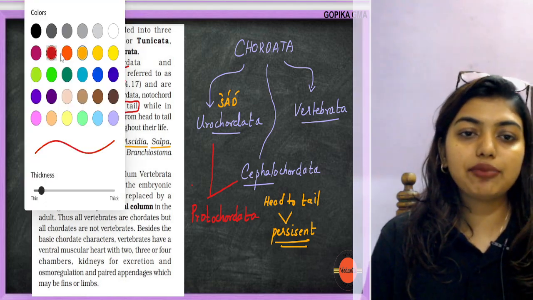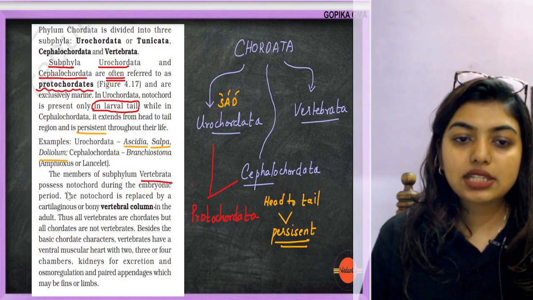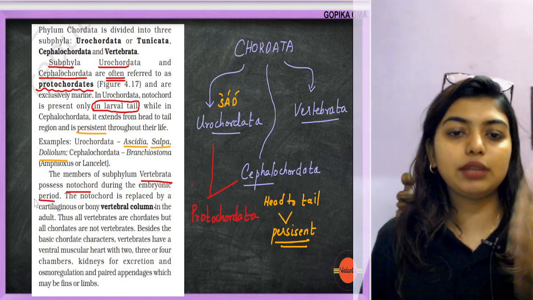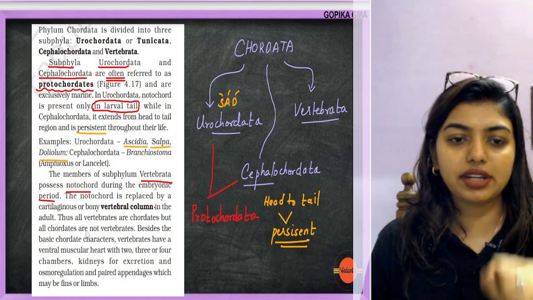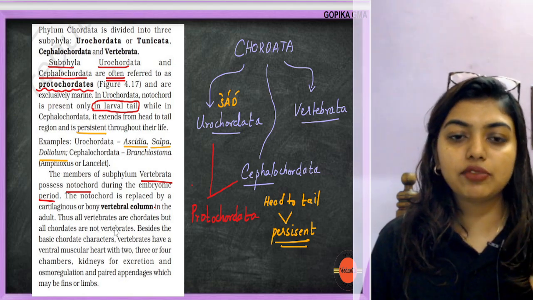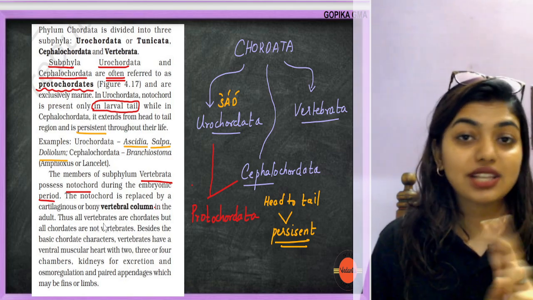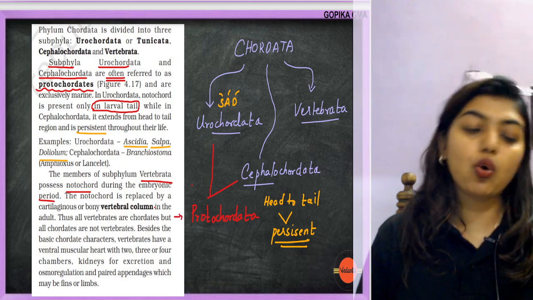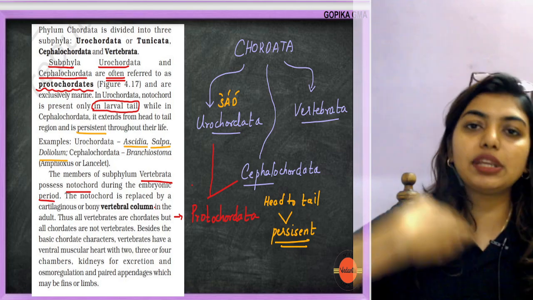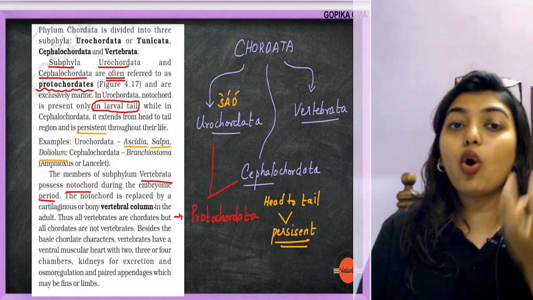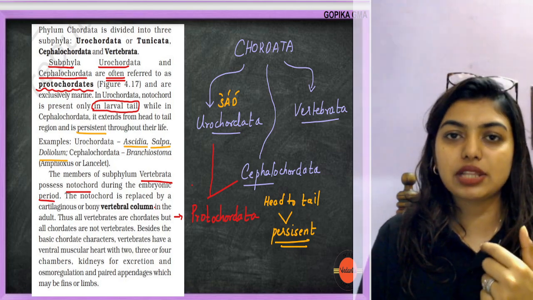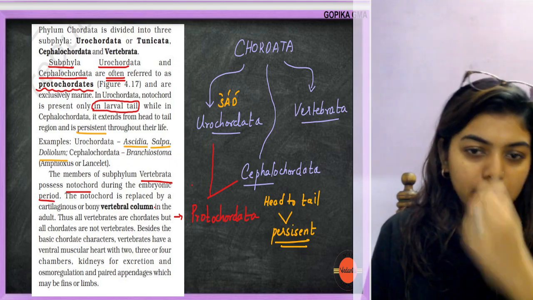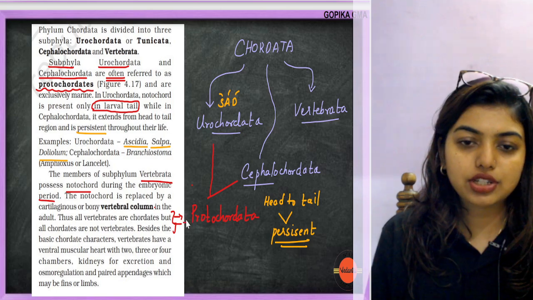Next, the subphylum Vertebrata possesses a notochord during the embryonic period, and then this notochord is replaced by a vertebral column. That is why it is called Vertebrata. Thus all vertebrates are chordates, but all chordates are not vertebrates. Agree or not? All vertebrates are chordates, but not all chordates can be vertebrates, because not in all organisms does the notochord develop into a vertebral column. This can come as an assertion-reason question, so it's important.